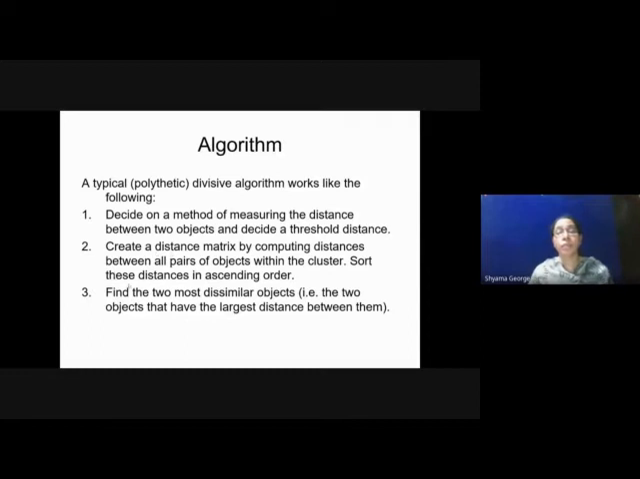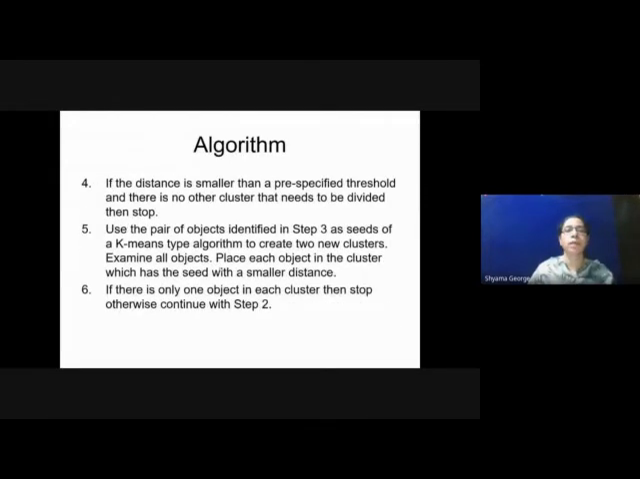Then we have to sort the distances. Sorting is to find the minimum or maximum value. Then we can find the two most dissimilar objects, that is, the objects having the largest distance between them. If the distance is smaller than the pre-specified threshold, then we can stop. Sometimes we will be given a threshold value where we can stop the algorithm. When the distance is less than this threshold value, we can stop. Otherwise, we have to continue until every single object forms a cluster.